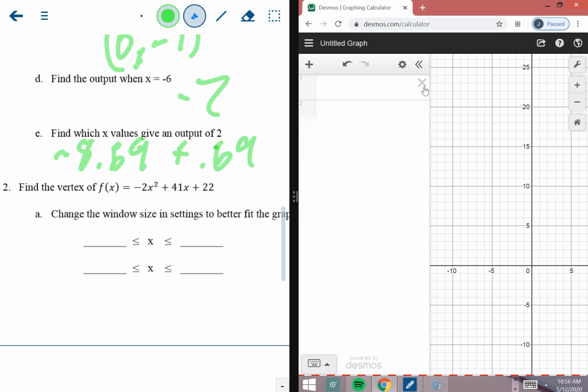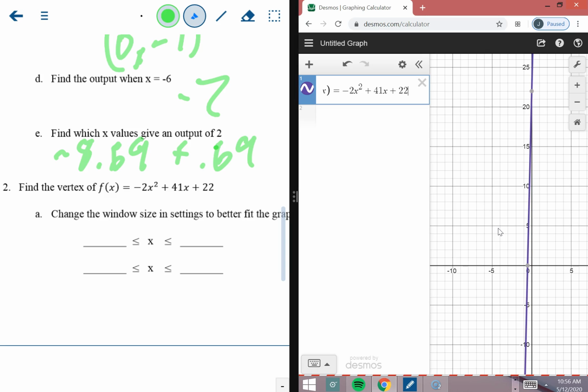Okay. All right, so number 2 says find the vertex of f of x equals -2x squared plus 41x plus 22. And you could type it exactly as you see it. You could put y equals instead of f of x equals. You could not put anything for that equals. I'm going to type it as I see it. So f of x equals -2x squared plus 41x plus 22. Okay.